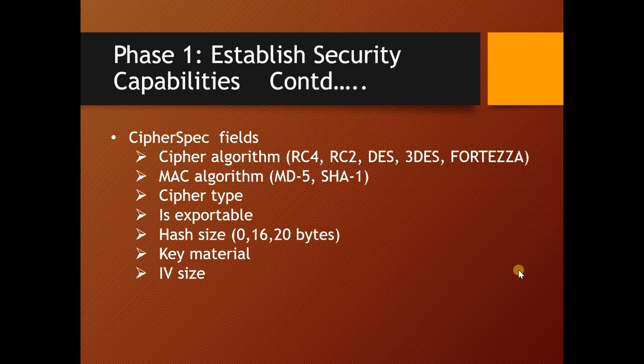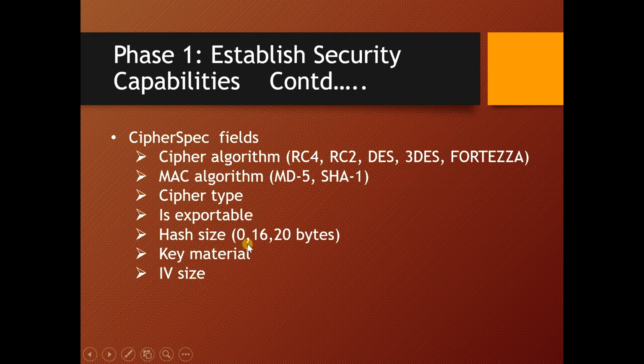Now, following the key exchange method is the cipherspec. If you can remember, I specified that we have key exchange and cipherspec. So after we perform the key exchange, we have cipherspec, which will include the various fields that are specified here. So the first one is the cipher algorithm. So any of the algorithms can be used. Some of the algorithms are specified here: RC4, RC2, DES, 3DES or Fortezza. Then we have the MAC algorithm, MD5 or SHA1. Cipher type, stream or block, is exportable. It can be either true or false.